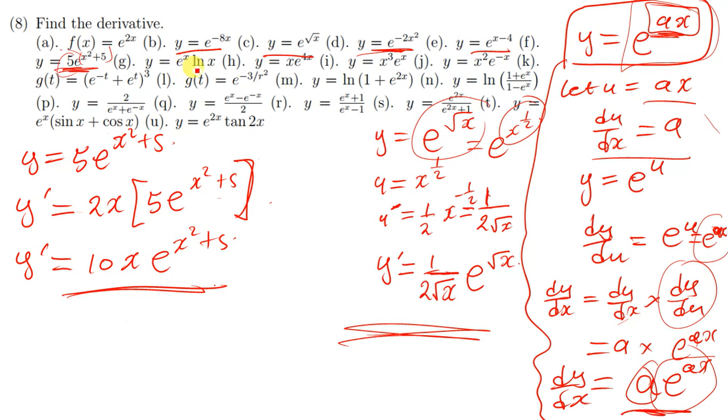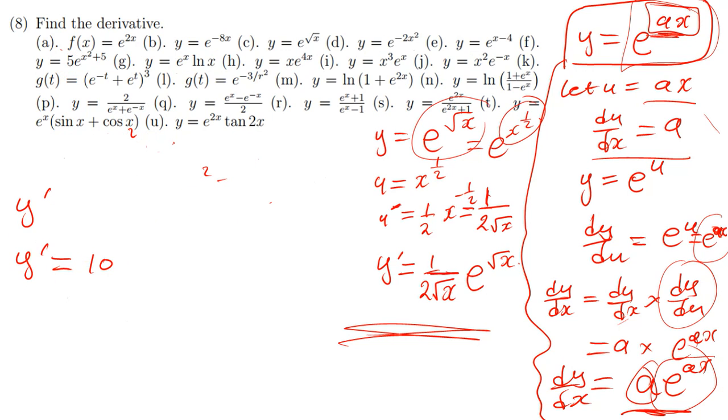So let's now look at this one. To differentiate this one, we are going to use product rule, because we have two functions that are multiplying themselves. So we have the exponential function, which is e to the power x. We also have the ln function there. So we are going to use product rule to differentiate that kind of a function.